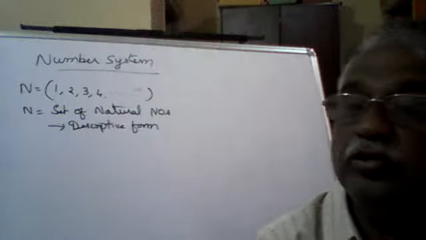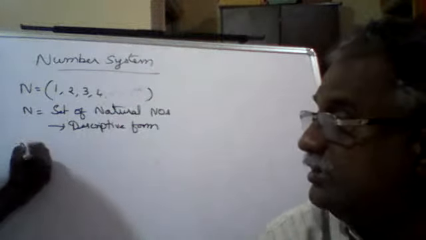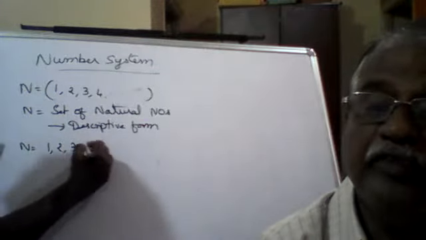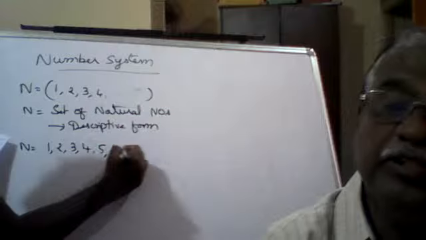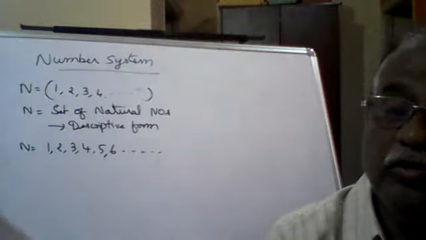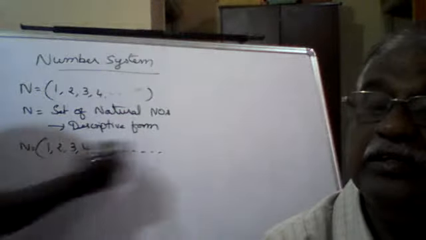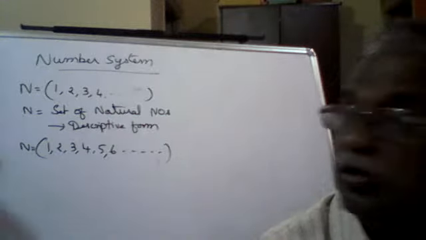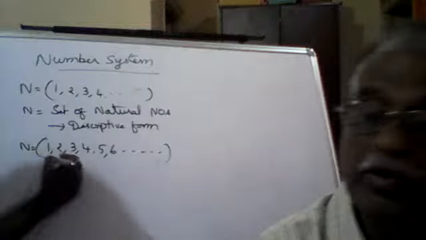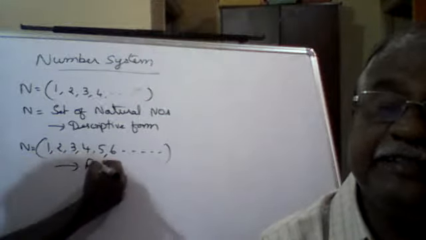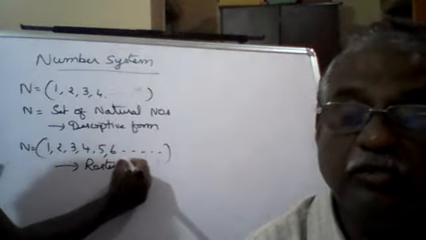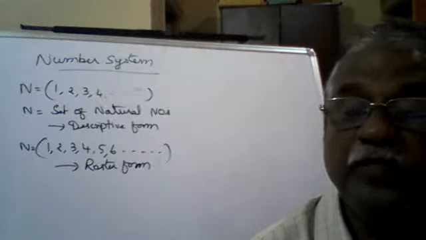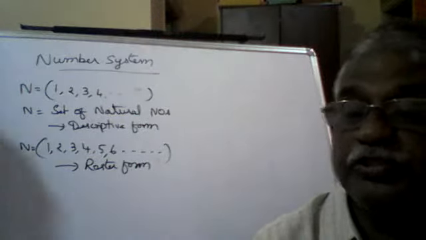Again, N is equal to 1, 2, 3, 4, 5, 6, dot, dot, dot. It goes to infinity. You put brackets around it. This is called a roster form. Roster means something like an attendance. In schools and colleges, they call it attendance. In factories and companies, they call it roster. This form is quite often used.